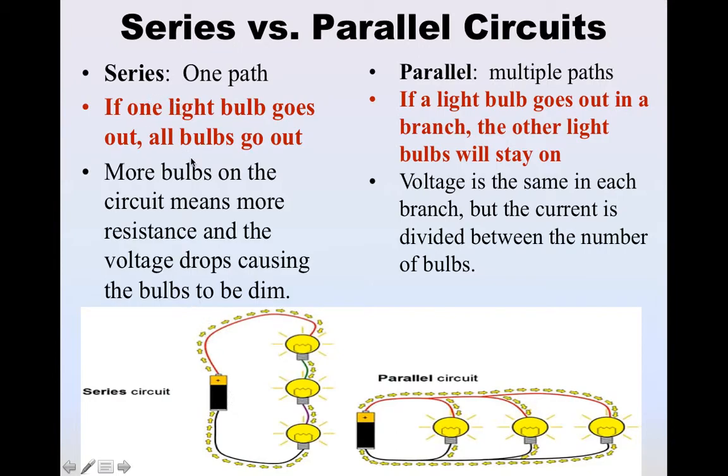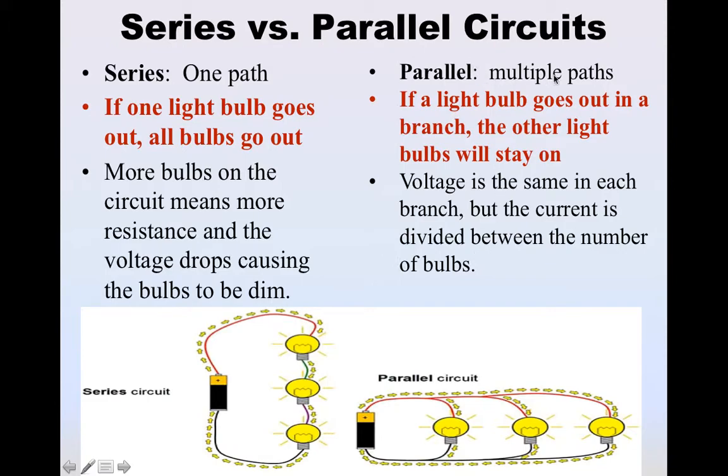Now, cool fact to note: if one light bulb goes out in a series circuit, then all of them go out. Have you ever been in your house and all of a sudden the power goes and everything goes out, but yet some lights are still on? Well, the ones that went off are ones that were set up in series.